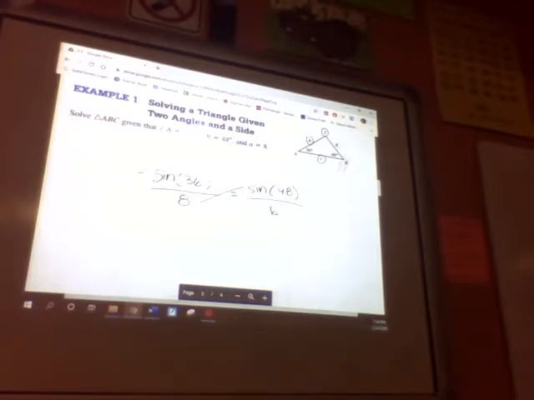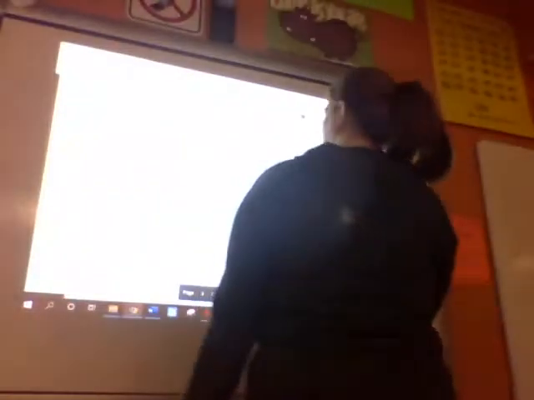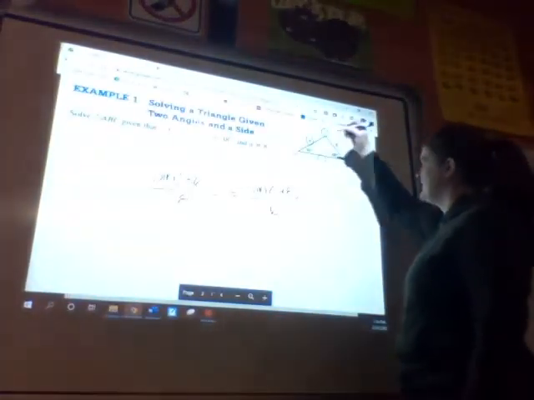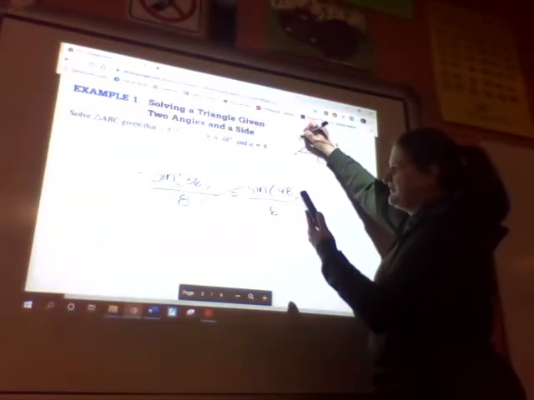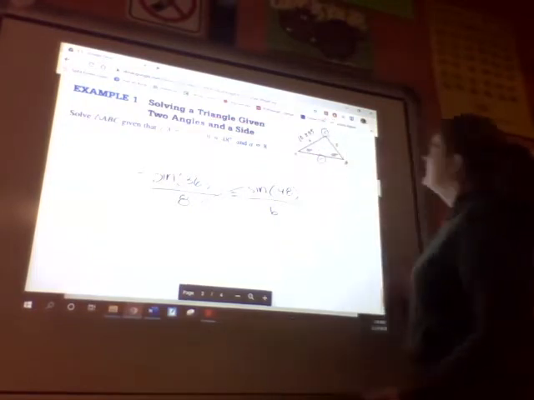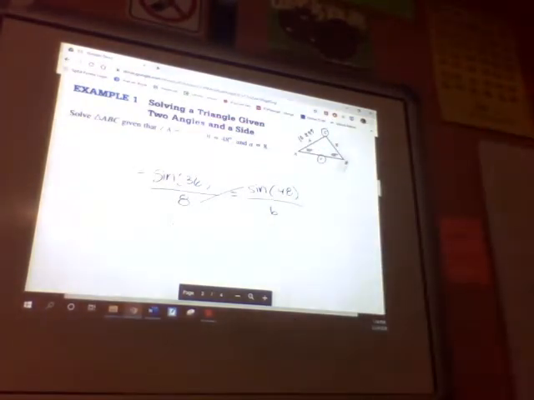Times 8, divided by sine of 36. Great, it's 10.1145. It doesn't really say what to round to, so I like lots of decimals. So this is 10.1145. Now we can use that proportion if we wanted to find the rest of it. However, usually using the answer that you came up with is not necessarily the best in the next step, because sometimes you have the incorrect answer.